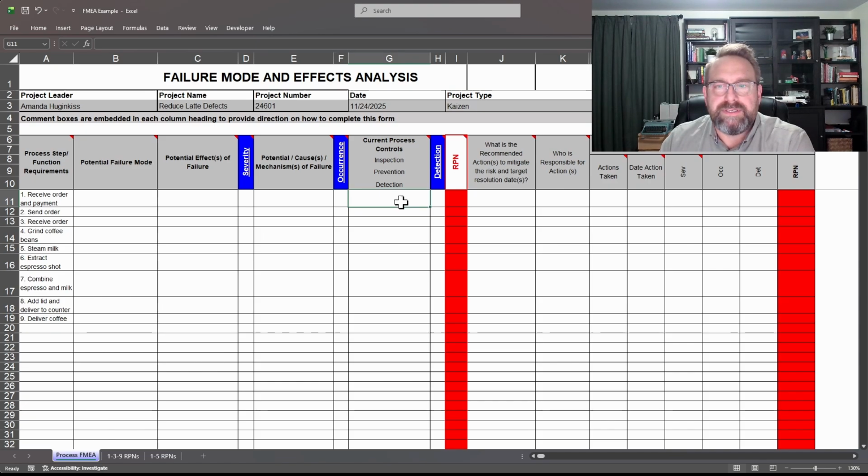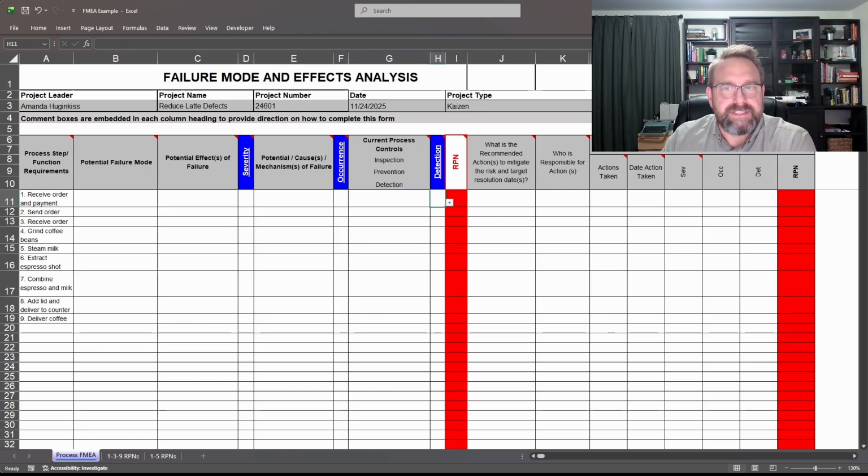The next column is current process controls. What do we have in place today to inspect, prevent, or detect the failure mode? Note, this is not where you put your future actions. That comes later. This is what we do or don't do today, not what we want to do or what we hope to do or what we even could do. We need the truth of what's happening or not happening right now.